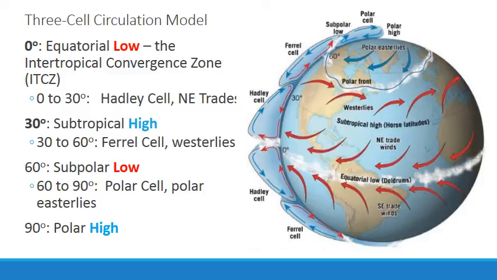Due to Earth's rotation, rather than being a single convection cell that transfers energy between the equator and the poles, the global winds crudely resemble a three-cell system. The convection cell from the equator to roughly 30 degrees latitude is the Hadley cell, from 30 to 60 is the Ferrel cell, and from 60 to the poles is the polar cell.